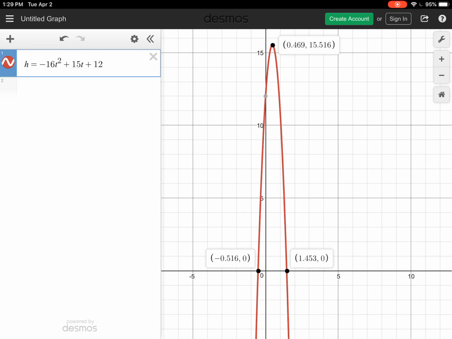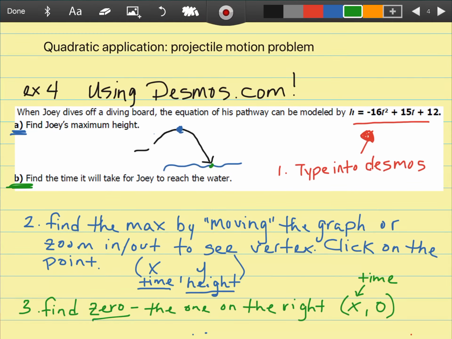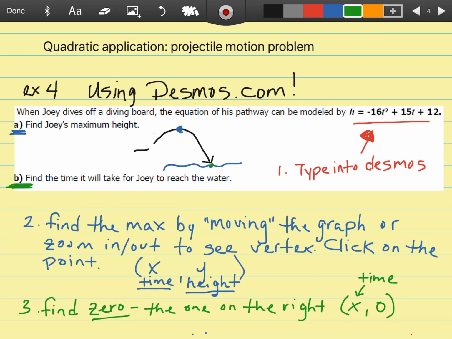And then I do just want to show you that if you clicked on the y-intercept up here, that says 0, 12. That is the height of the diving board that Joey is standing on before he jumps. So you notice he doesn't actually jump up very high, but he does go up a little higher before he falls back down to where the pool is. And so that kind of gives me my picture to look at.